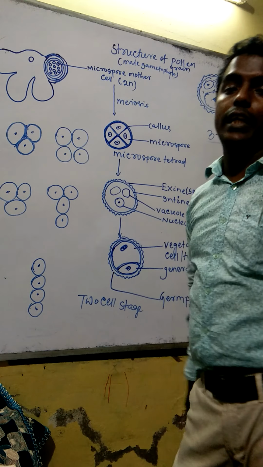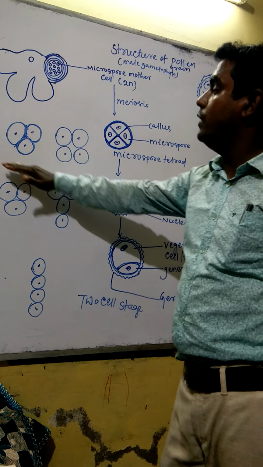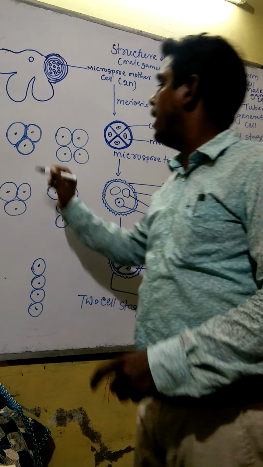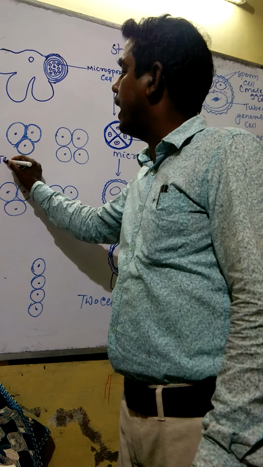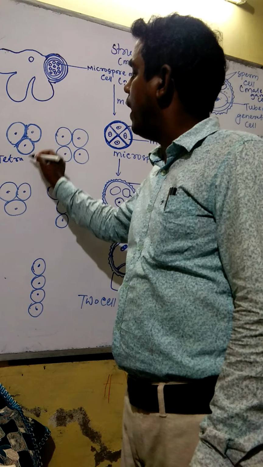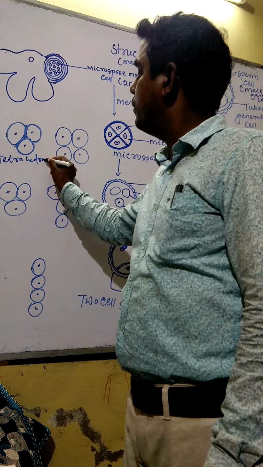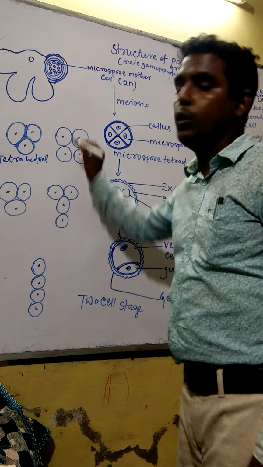This microspore tetrad may remain in this form. This is the tetrahedral form. This is isobilateral.